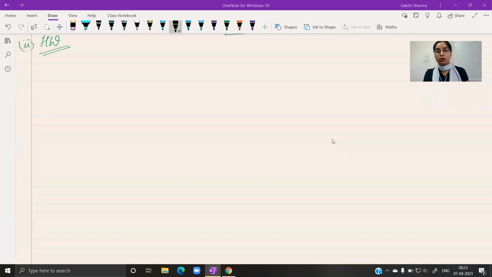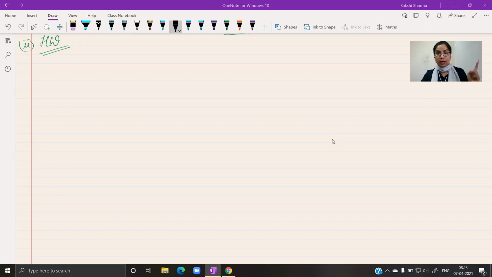If for a cubic polynomial the values of these three relations are given. So the first one is sum of zeros, if the sum of the zeros of the cubic polynomial is given. Second is the sum of products, if that is given. Third one, the product of all three, if that is also given, then how do we obtain the cubic polynomial?